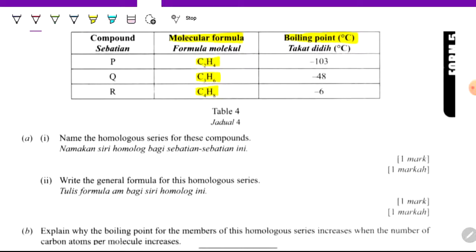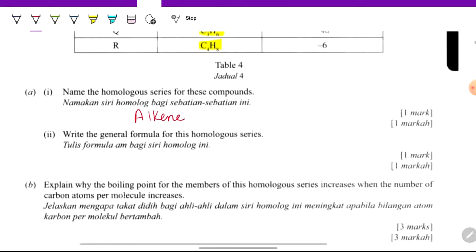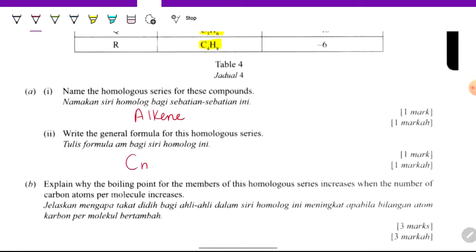Name the homologous series for these compounds. So if you look into this molecular formula, we know that this belongs to the alkene group. Then write the general formula for this homologous series. So for alkene, it is CnH2n, starting from 2, 3, 4 and so on, and not starting from 1 because the alkene group has a carbon-carbon double bond.